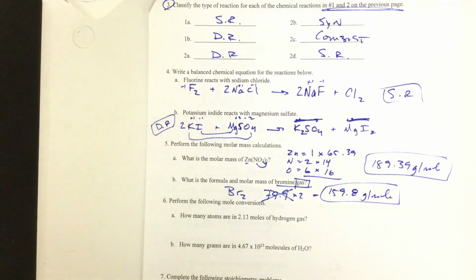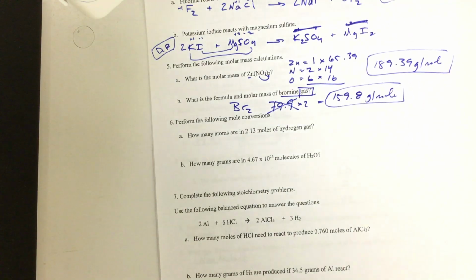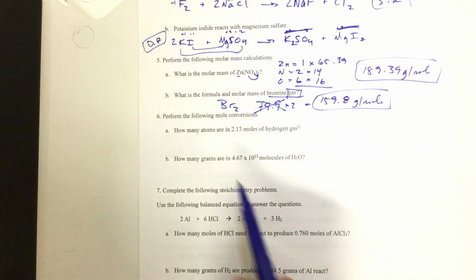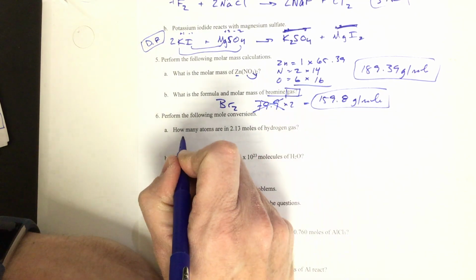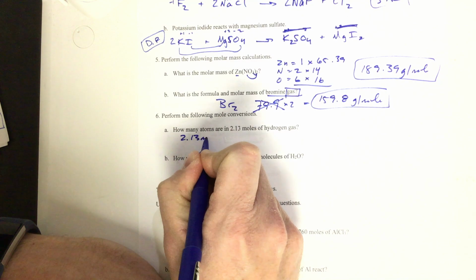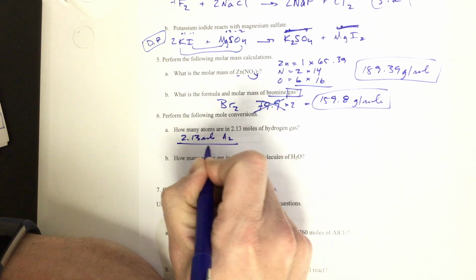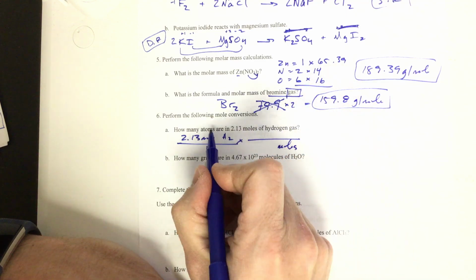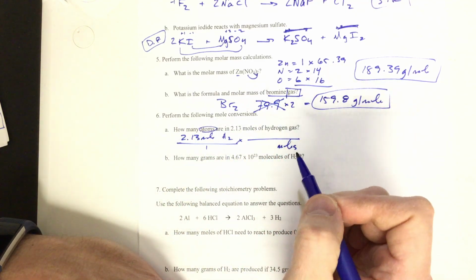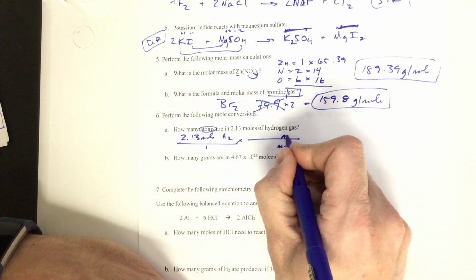Okay? All right, mole conversions. Let's do some stoichiometry. I know we're excited. How many atoms are in 2.13 moles of hydrogen gas? I start with what I know. I know I have 2.13 moles of hydrogen gas. I put a placeholder. I want to cancel moles, and I'm going to go to atoms. I can go directly from moles to atoms.